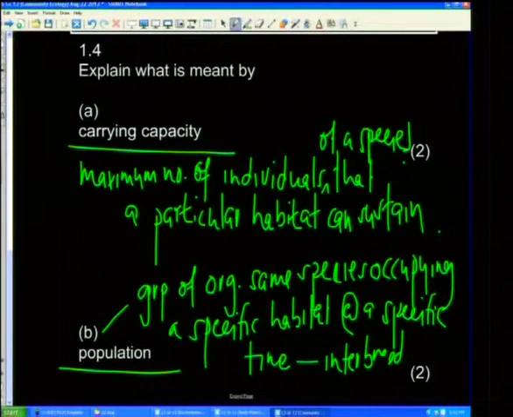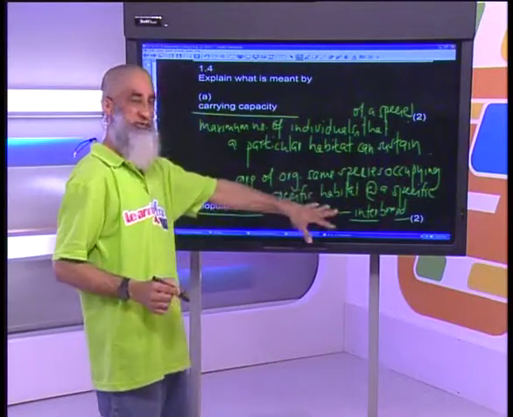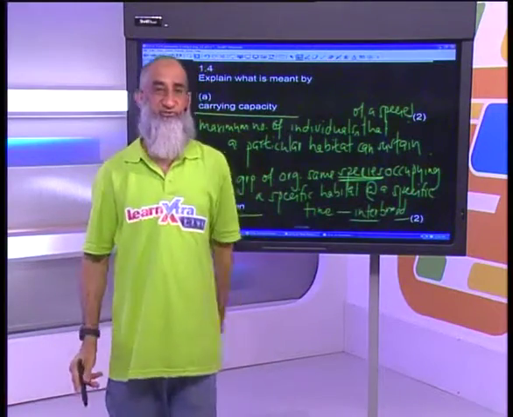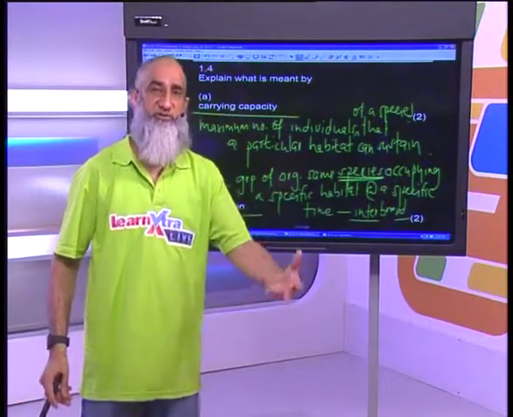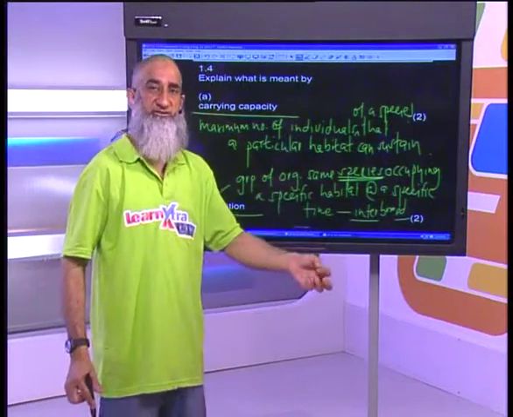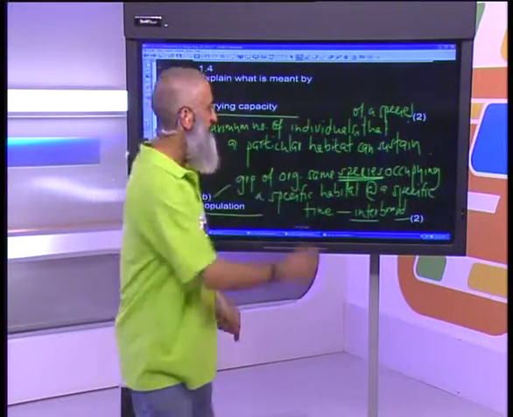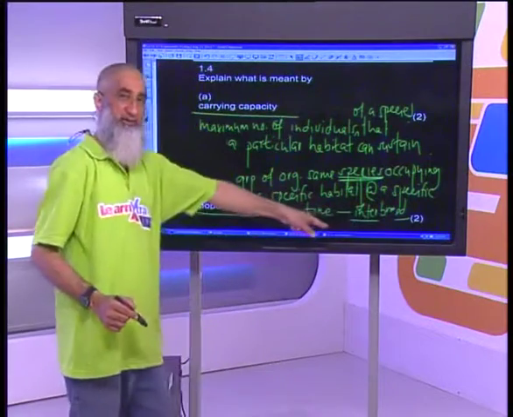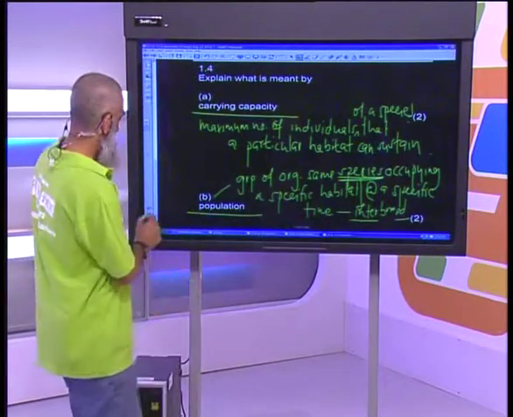Now, I sometimes feel that this interbreed here should not be mentioned, but in exams you have to put it there, because when you say species, what is the definition of a species? It's a group of organisms that have similar characteristics that can interbreed. So obviously when we say they're of the same species, they must be able to interbreed. But you add it there. Okay?